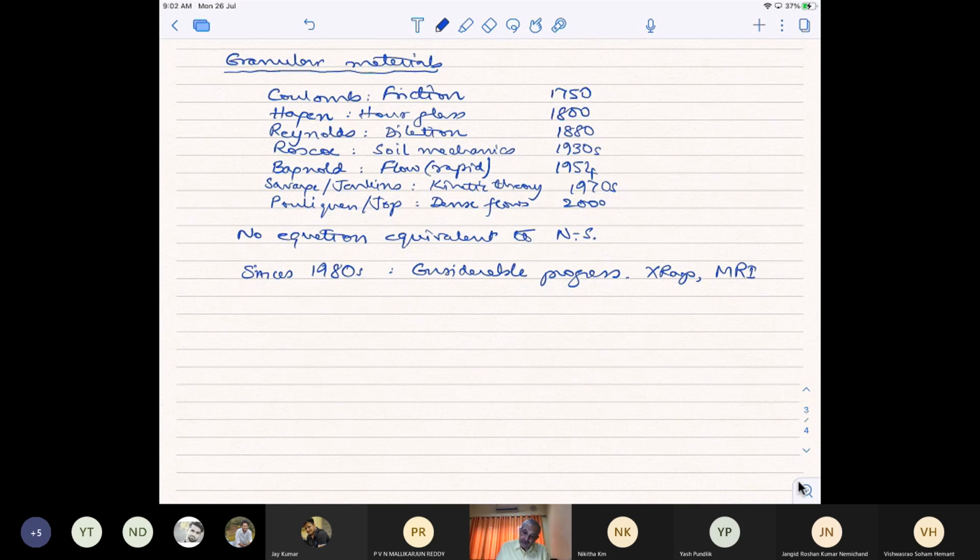And then, of course, you have computational methods which can give very detailed information. And this comes under what is now called DEM, discrete element methods. And we look at this. So as a result of this, there's been a lot of advancement that has happened because of experimental and computational developments.